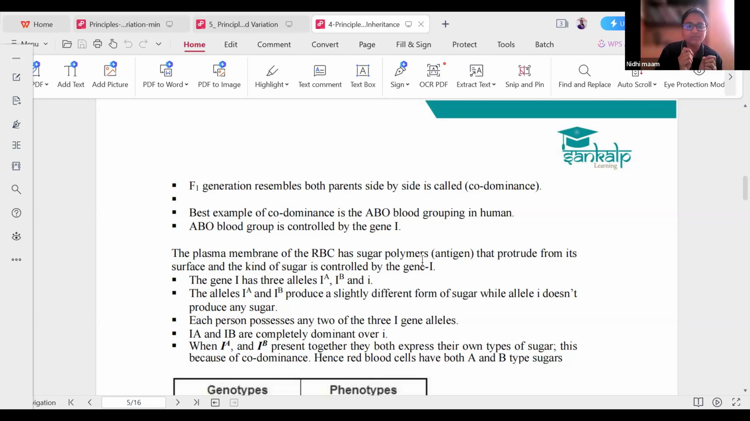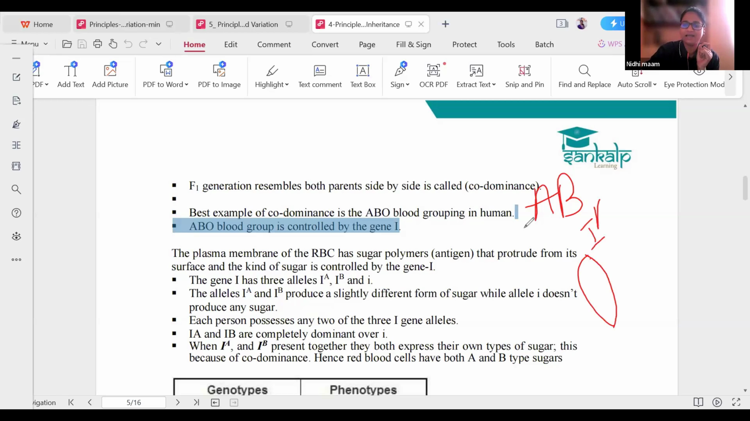Let us proceed. Each person possesses any 2 of the 3 I gene alleles. So in every individual, 2 of the 3 alleles are present, any 2. IA and IB are completely dominant over i. Let us consider my blood group. My blood group is AB. So in my RBC plasma membrane I have IA and IB. Because the IA and IB alleles are expressed, my blood group is AB.